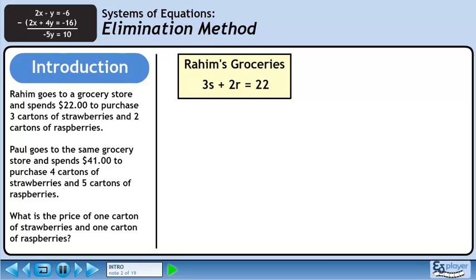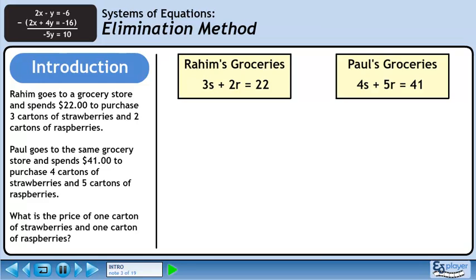If we assign S to the price of the strawberries and R to the price of the raspberries, then the relation for Raheem's groceries is 3S plus 2R equals 22. Paul's groceries is represented by the relation 4S plus 5R equals 41.